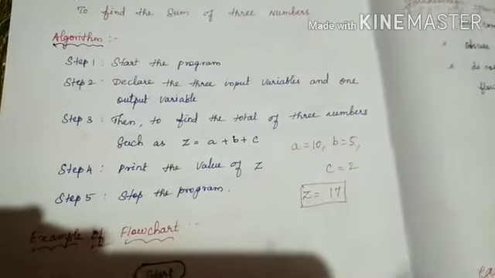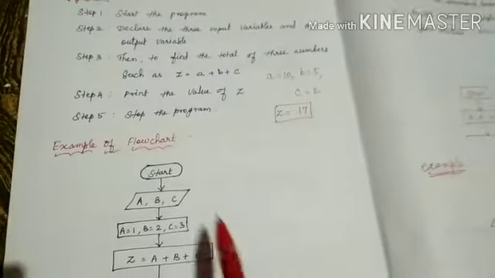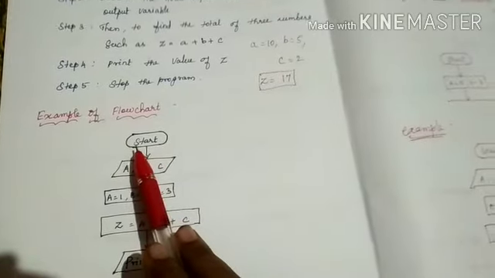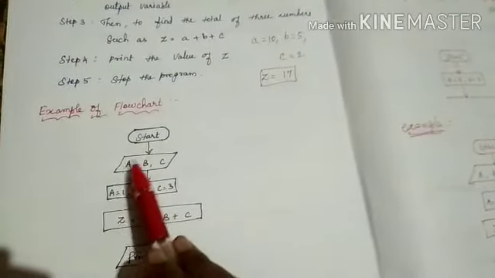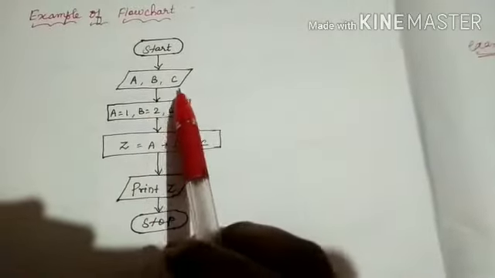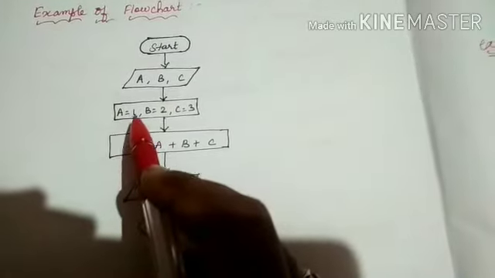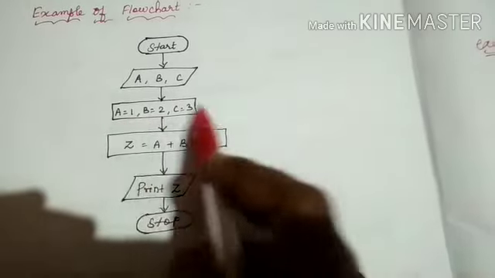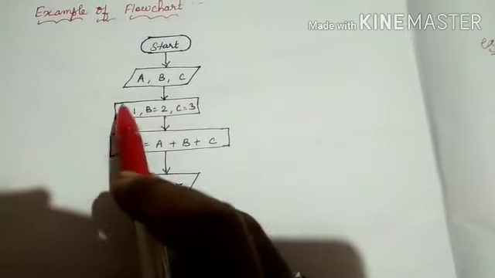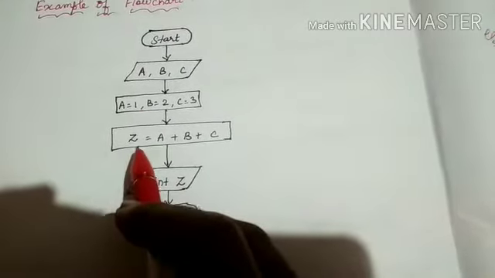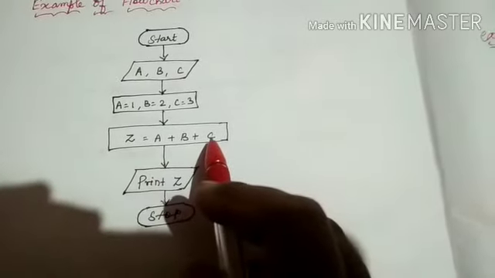Based on the algorithm, to draw the flowchart, first start the program. We use this special box and then declare the variable. We use the parallelogram box for input variables. Then statements that assign the value of the variable are named as statements, so we use the rectangular box. And then Z equal to A plus B plus C.